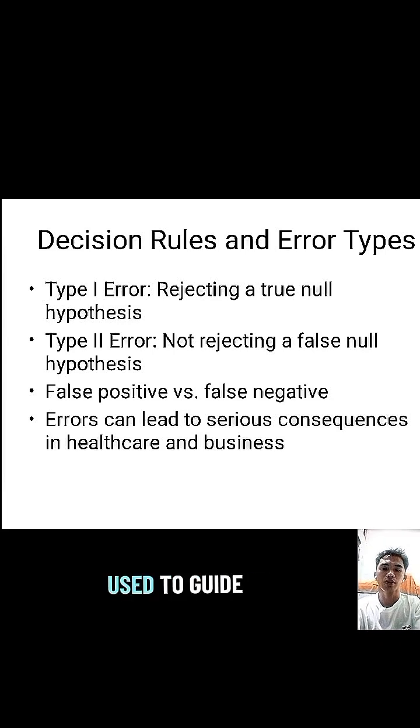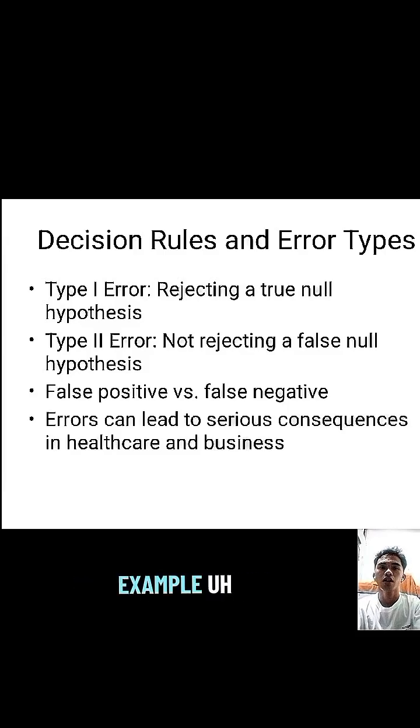Decision rules are used to guide researchers on whether to reject or accept the null hypothesis. Usually, if the p-value is lower than the significance level, the null hypothesis is rejected. If the p-value is greater than the significance level, the null hypothesis is not rejected. Understanding these errors is very important because wrong decisions can have serious effects. In medicine, a false positive may lead to unnecessary treatment, while a false negative may prevent a sick person from receiving proper care.